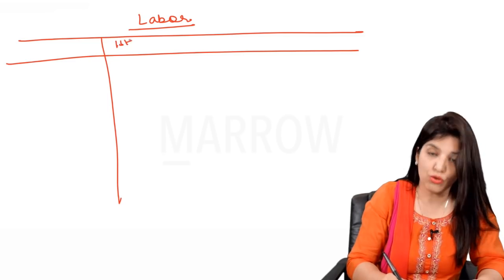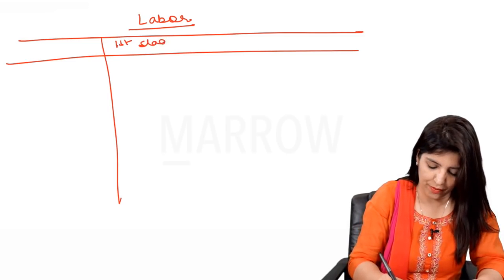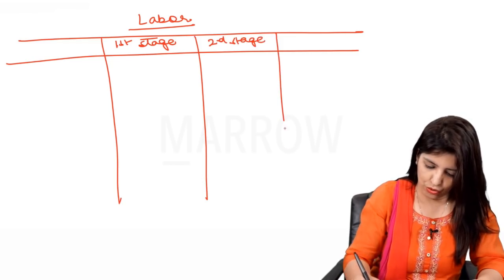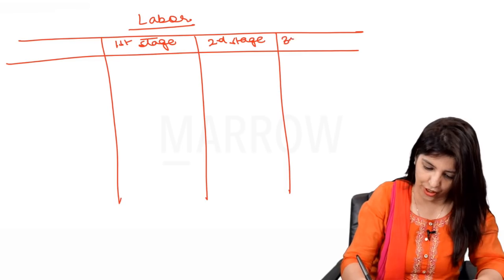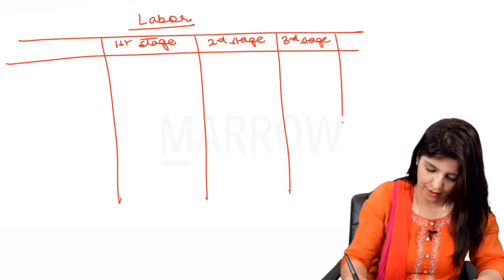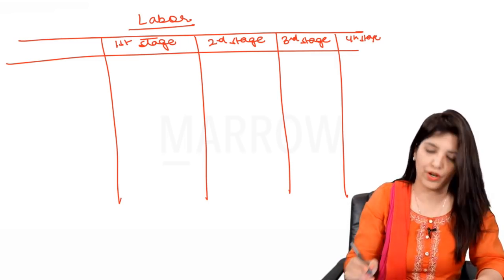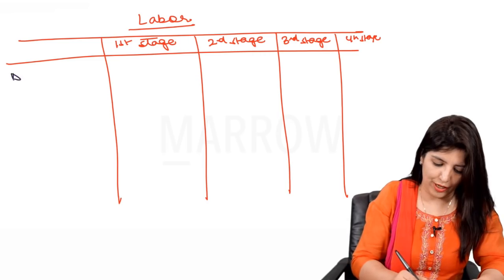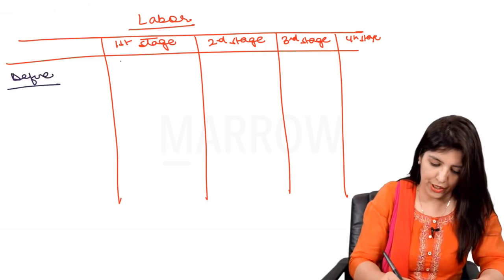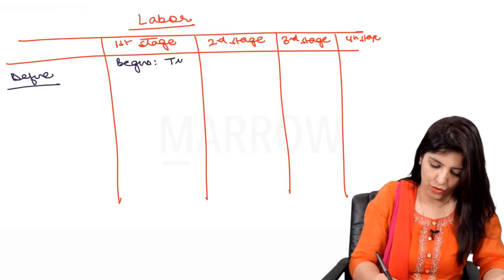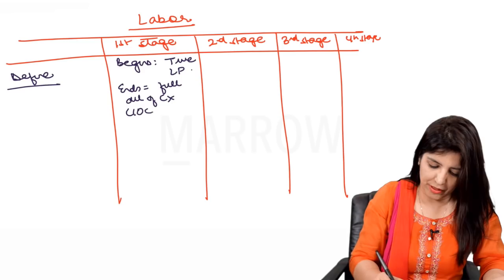I want you to draw this table with me. First stage, second stage. So all those students who've attended my classes, they've already drawn this table. Third stage and fourth stage, right? Now, first stage of labor, how do you define first stage of labor? It is from when the true labor pain begins, and it ends with the full dilatation of the cervix, which is 10 centimeters, right?